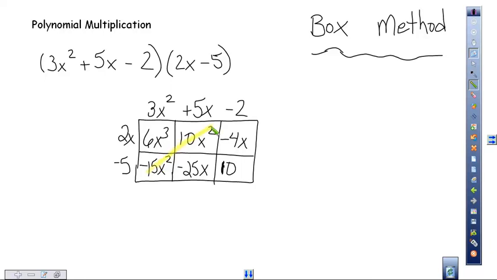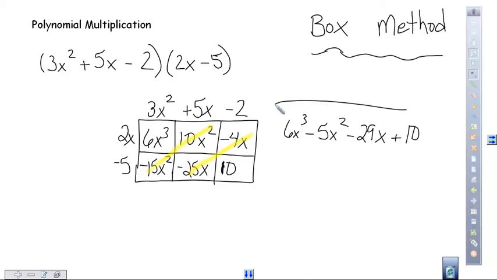Now, one cool thing about the box method is generally you then end up with diagonals that are like terms, because remember, we are just adding up all the numbers in these boxes. So this is going to be 6x cubed. 10x squared and negative 15x squared is negative 5x squared. Negative 25 and negative 4 is negative 29x. And then we have plus 10. So that would be how we can multiply polynomials.